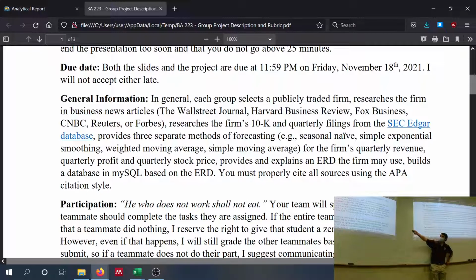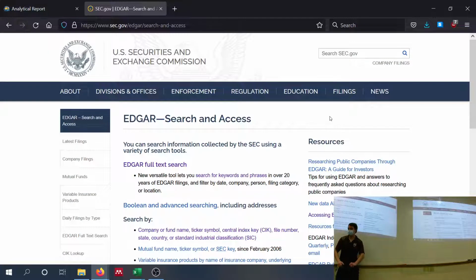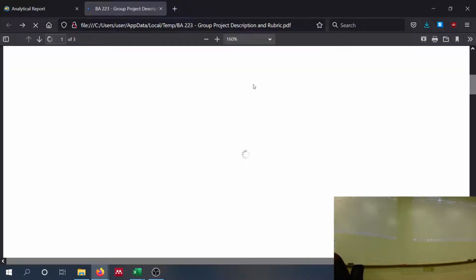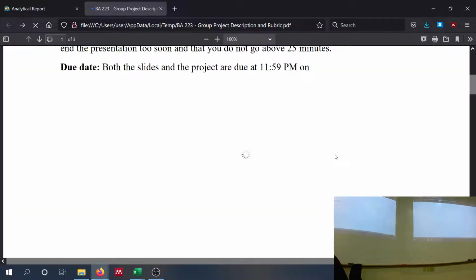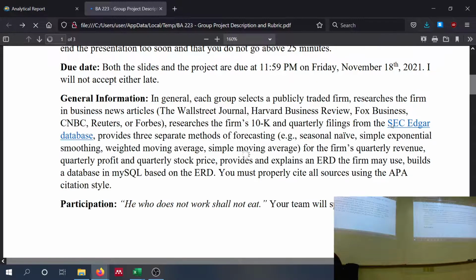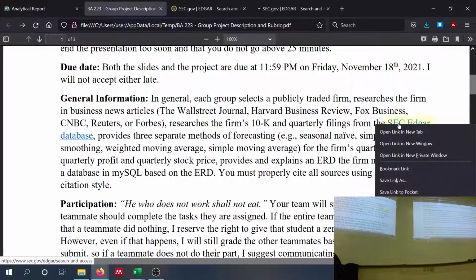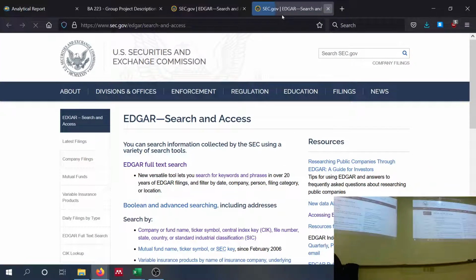You're also going to be getting the firm's 10K and quarterly filings from the SEC Edgar database. So I'll show you all that very quickly. I put a link to it in here. You can also, of course, use the search engine of your choice to navigate to the SEC Edgar database. And I'm actually going to do this in a new tab. Let me go back so I don't lose my place. There we go. It's just been a little bit slow.